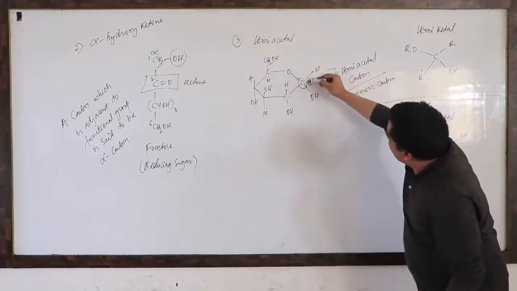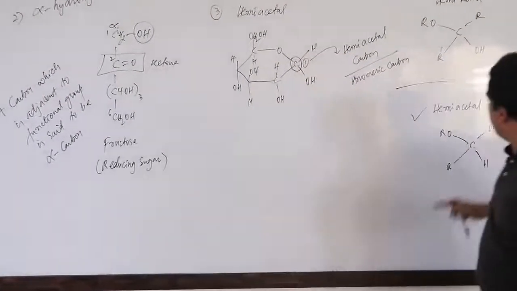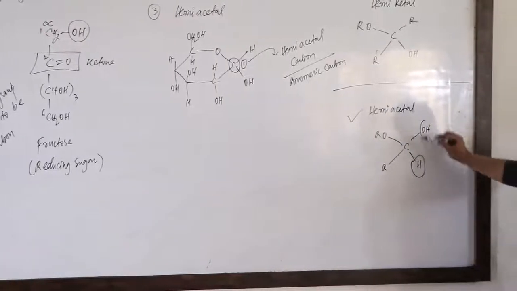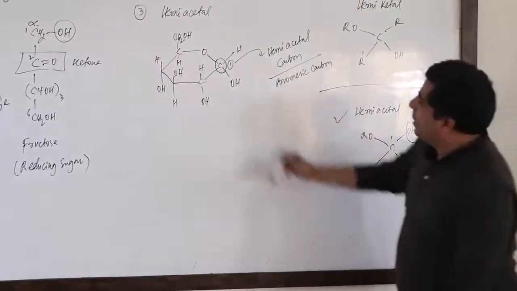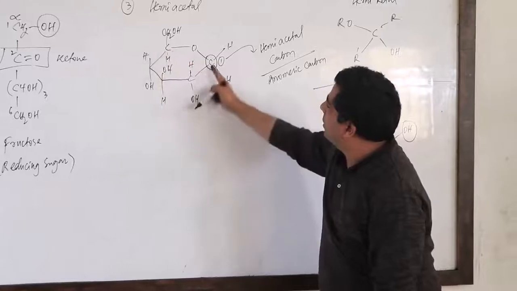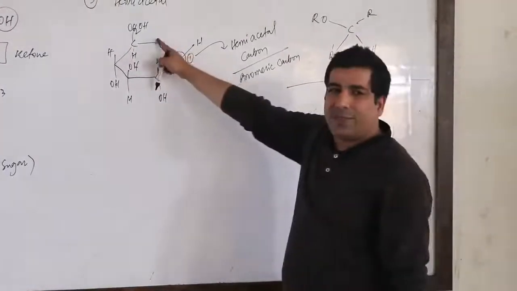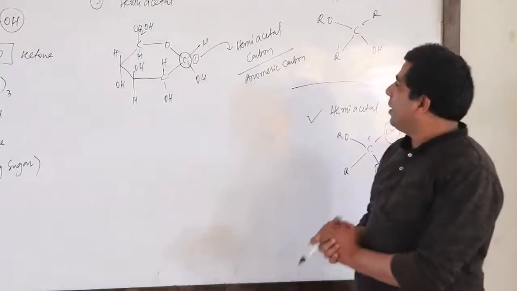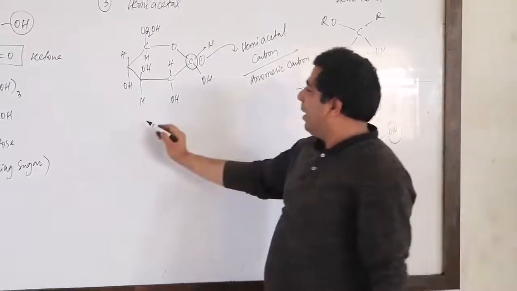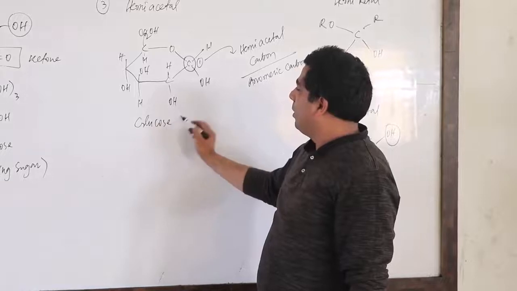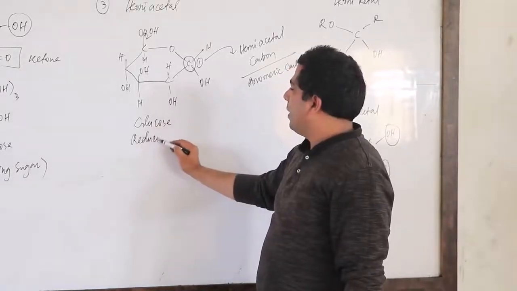So look at this carbon. What is here? H, OH. Here is also H and OH on this carbon. This side O and R. This side R. So this side OR and this side R. This is actually an ether, but I don't want to tell it as ether here. So it does have a hemiacetal carbon. And this is our glucose molecule. Again, we can say that it's a reducing sugar.